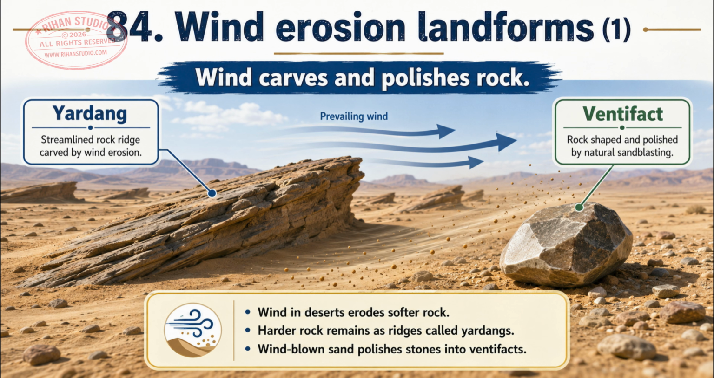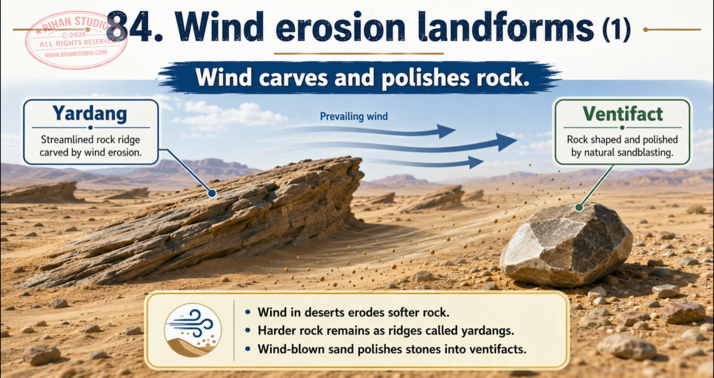Wind and its landforms. Wind erosion landforms 1. Wind carves and polishes rock. Yardangs are streamlined rock ridges carved by wind. Ventifacts are rocks polished and shaped by sandblasting. Figure 2.21. Wind creates distinctive landforms through erosion in deserts.